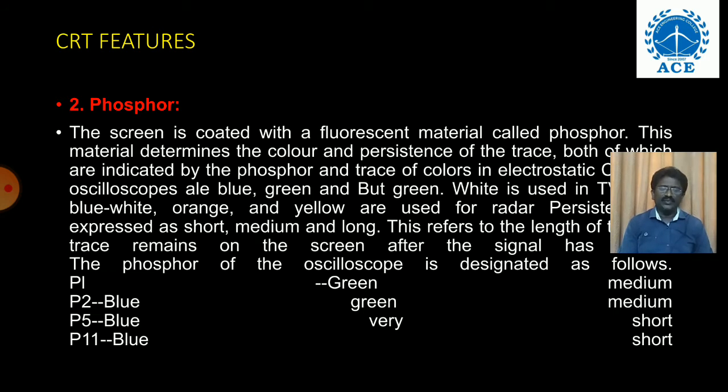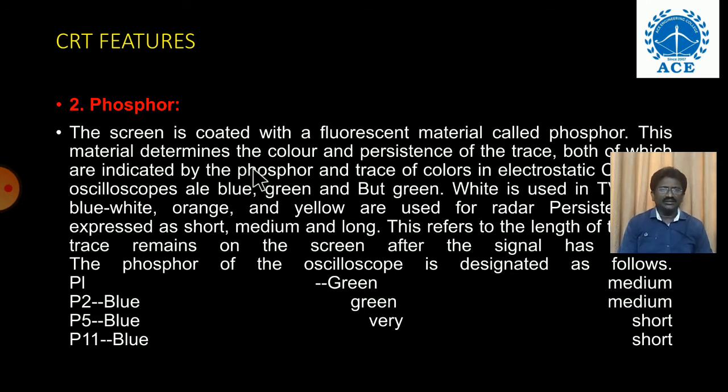Persistence is expressed as short, medium and long. This refers to the length of time the trace remains on the screen after the signal has stopped. The phosphor of the oscilloscope is designated as P1. The first phosphor is a combination of green, medium. P2 is blue-green, medium, P5 is blue, very short, and P11 is blue, short. So these are the combinations of the phosphors. According to our requirement, you can use these arrangements.